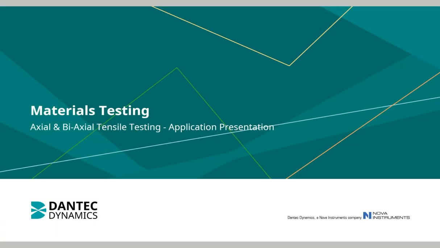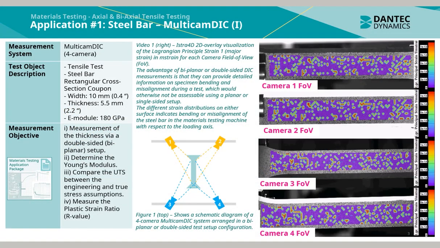Welcome to this application presentation of DIC, or digital image correlation, being used for axial and biaxial tensile testing. Application 1 was a steel bar tension test measured using the multicam DIC system.